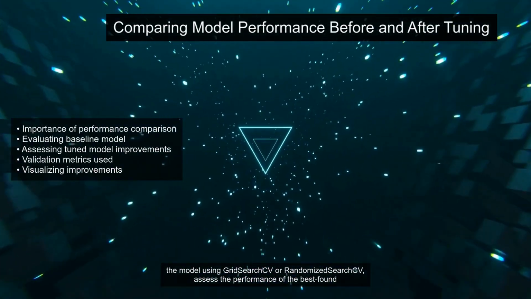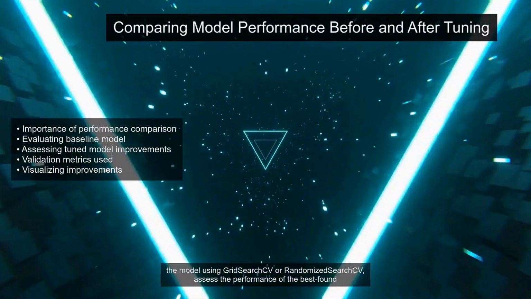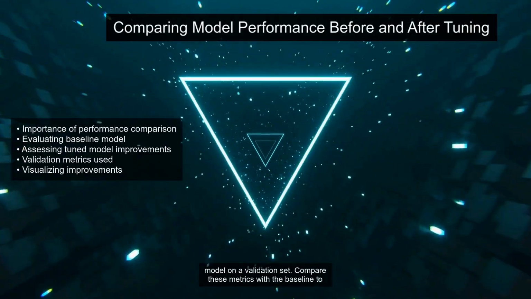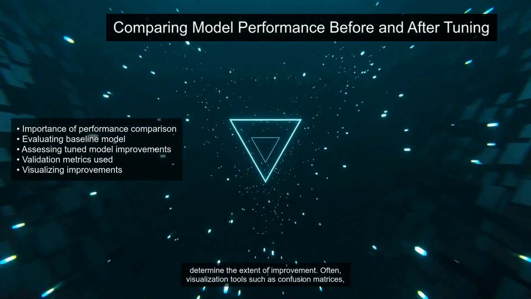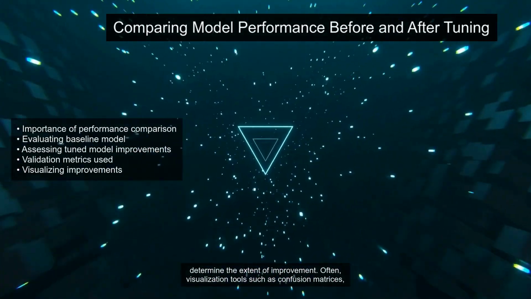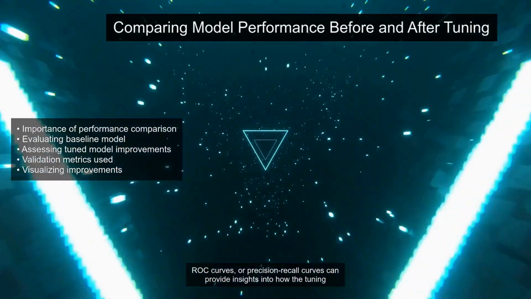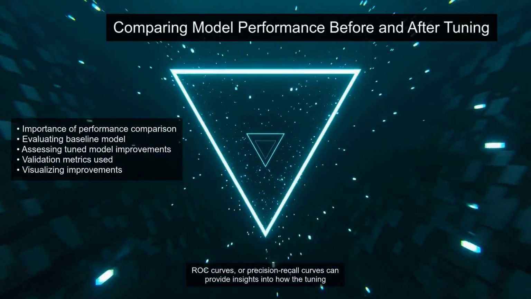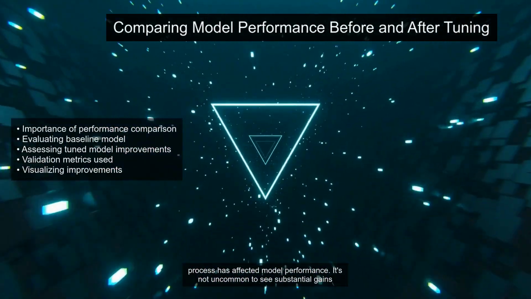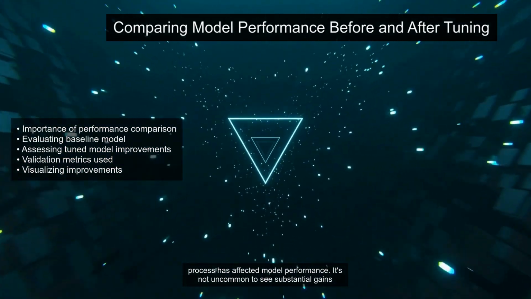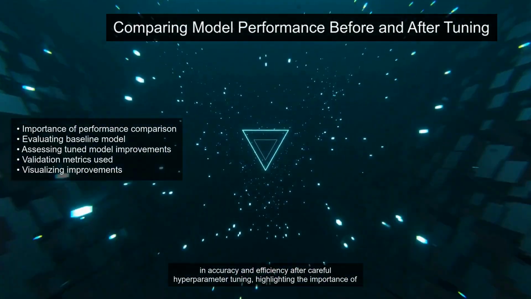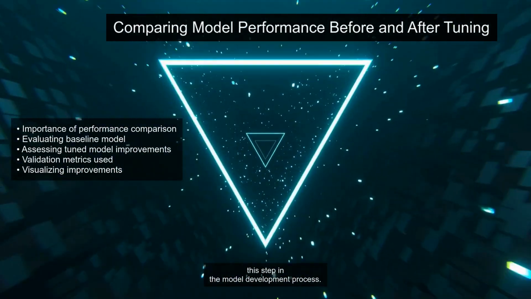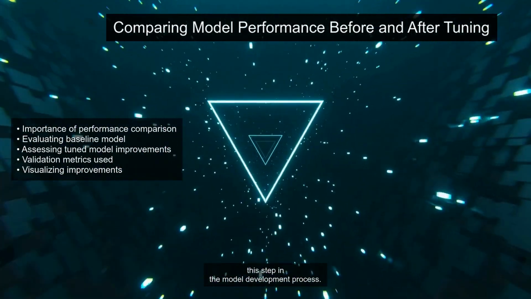Once you've tuned the model using grid search or randomized search, assess the performance of the best found model on a validation set. Compare these metrics with the baseline to determine the extent of improvement. Often, visualization tools such as confusion matrices, ROC curves, or precision recall curves can provide insights into how the tuning process has affected model performance. It's not uncommon to see substantial gains in accuracy and efficiency after careful hyperparameter tuning, highlighting the importance of this step in the model development process.